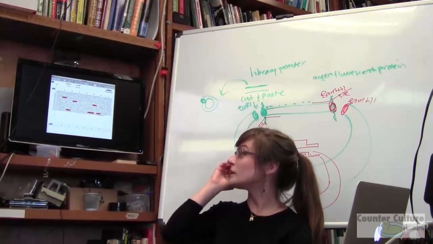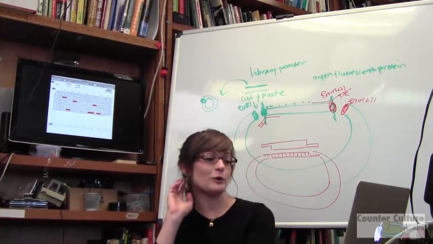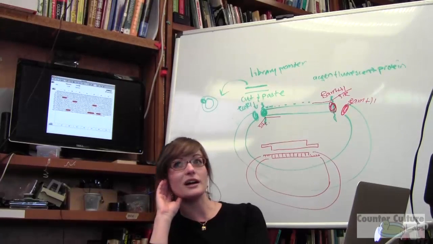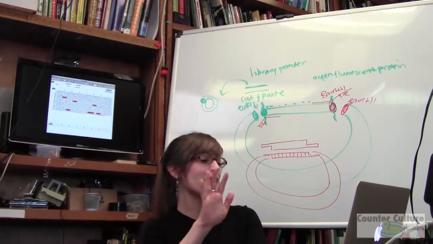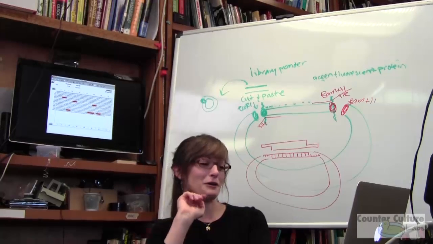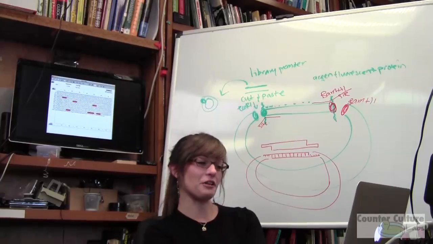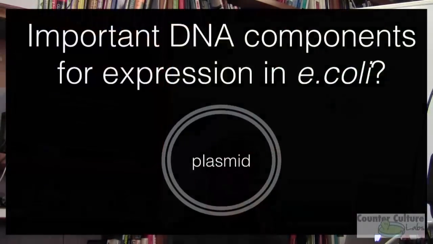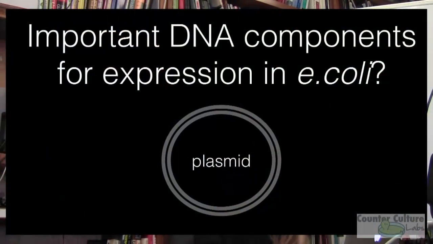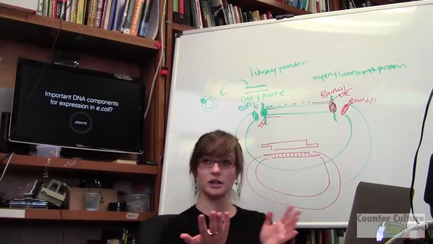Okay, great. So I've ordered my gene, and I've made sure that there are no sites in it that I don't want and all that good stuff. And you know what? I went with Patrick, and I codon optimized it. And now I want to put it into E. coli. So we kind of touched on this a little bit, but we didn't really get into the details. So important components for expression in E. coli. So you have a plasmid. What needs to be on that plasmid for you to, so you mentioned that there needs to be a promoter to drive gene expression, okay?